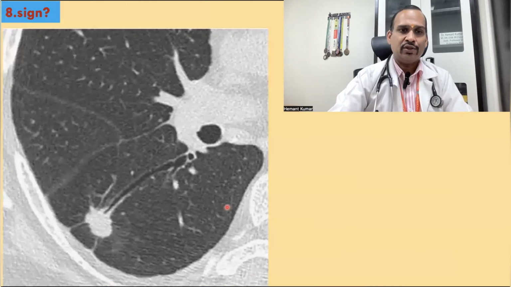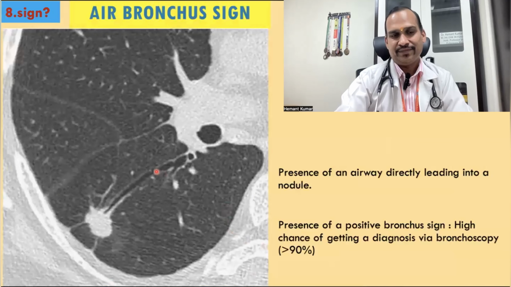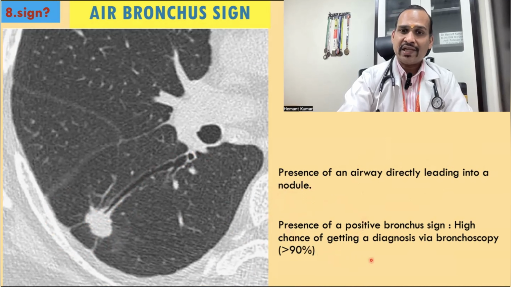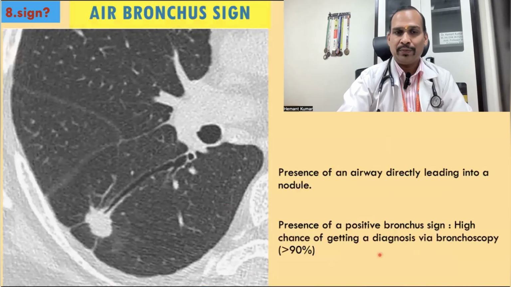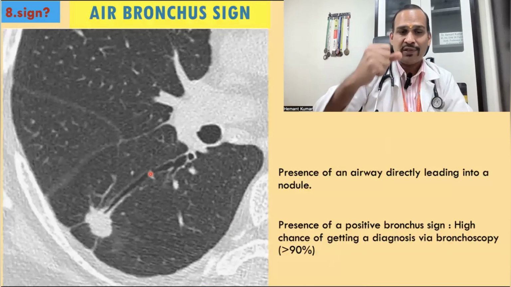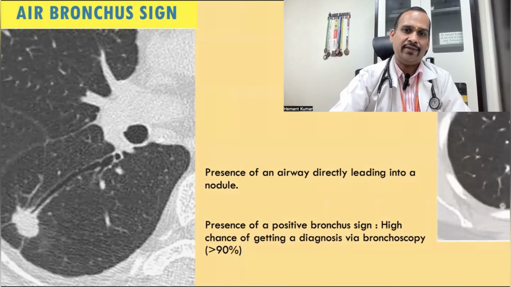Now number 8. So what is this sign? Very good. So this is ear bronchus sign. There is an opacity and supplying this opacity is a patent bronchus: the presence of an airway directly leading into a nodule. With this sign, there is a high chance of getting a diagnosis by bronchoscopy because the airway is connected to that opacity. If you do bronchoscopy, you can reach up to here and take a biopsy from this opacity, and there is a high chance to get a diagnosis. This is ear bronchus sign.